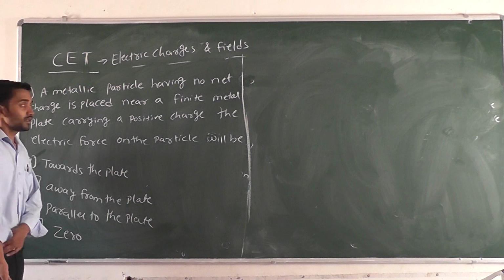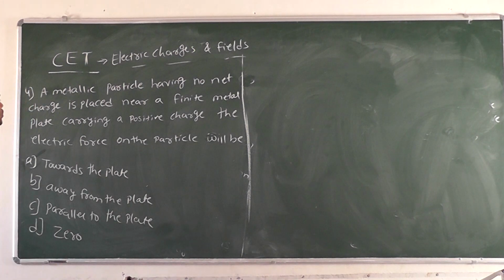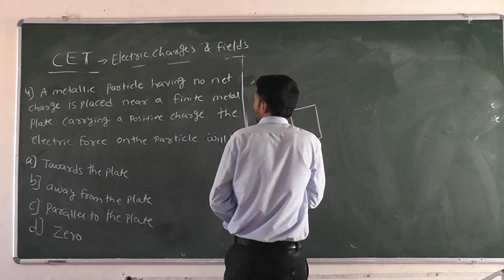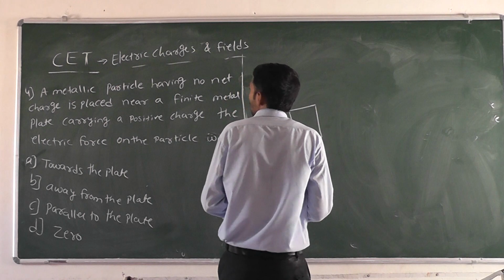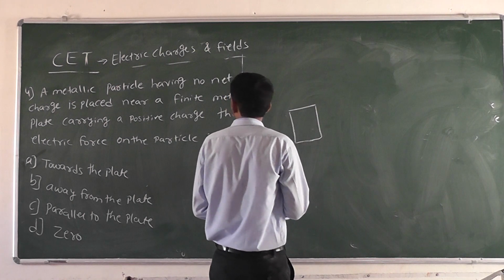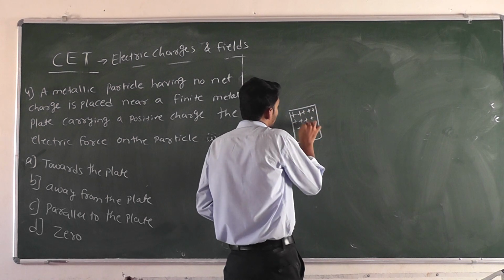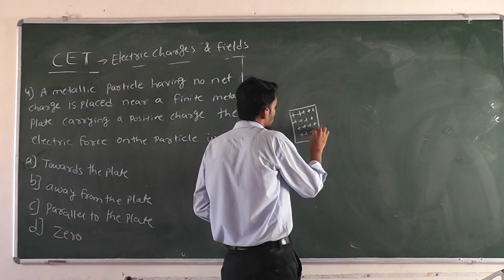Okay. The next question is, a metallic particle having no net charge is placed near a finite metal plate carrying a positive charge. The electric force on the particle will be: option A, towards the plate; option B, away from the plate; option C, parallel to the plate; option D, 0. So first, to understand this question we have to draw a finite plate carrying a positive charge.